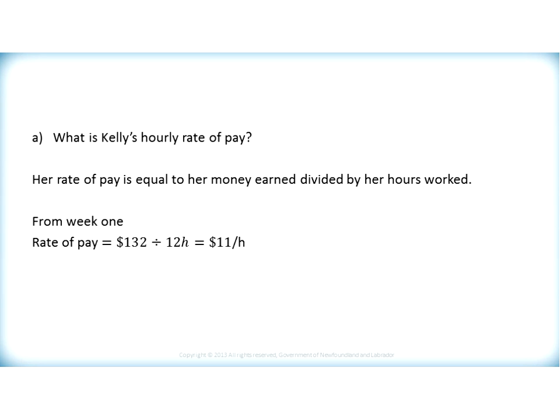So $88 divided by 8 hours worked is also going to be $11 an hour. And if we do that for week 3 and week 4, we're going to see the exact same thing.